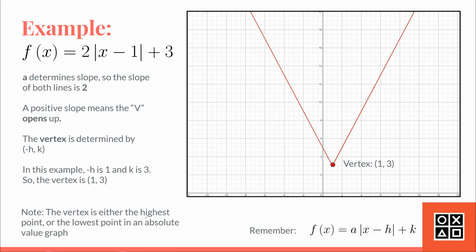Note, the vertex is either the highest point or the lowest point in an absolute value graph. So in this case, the vertex is the lowest point in this graph.